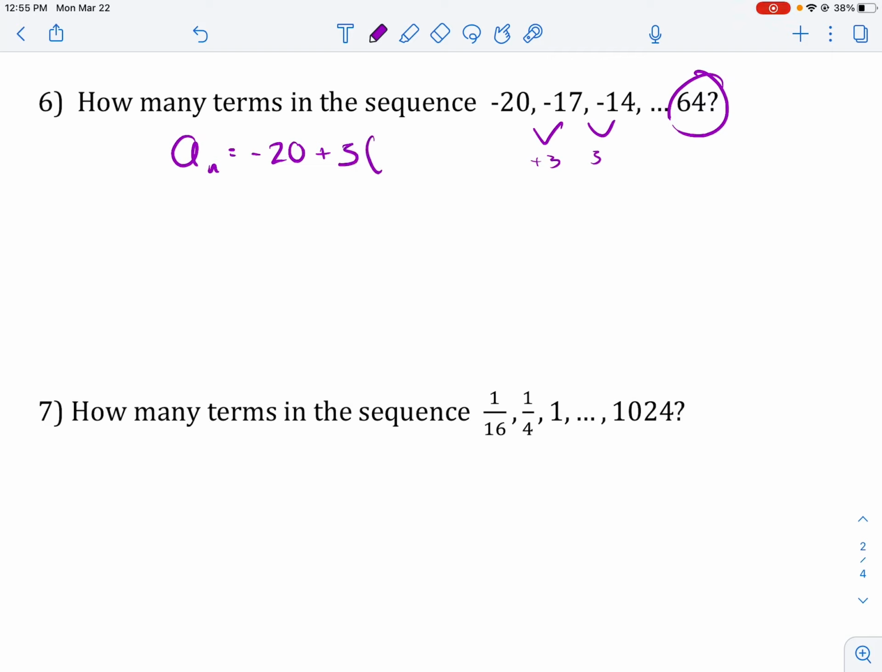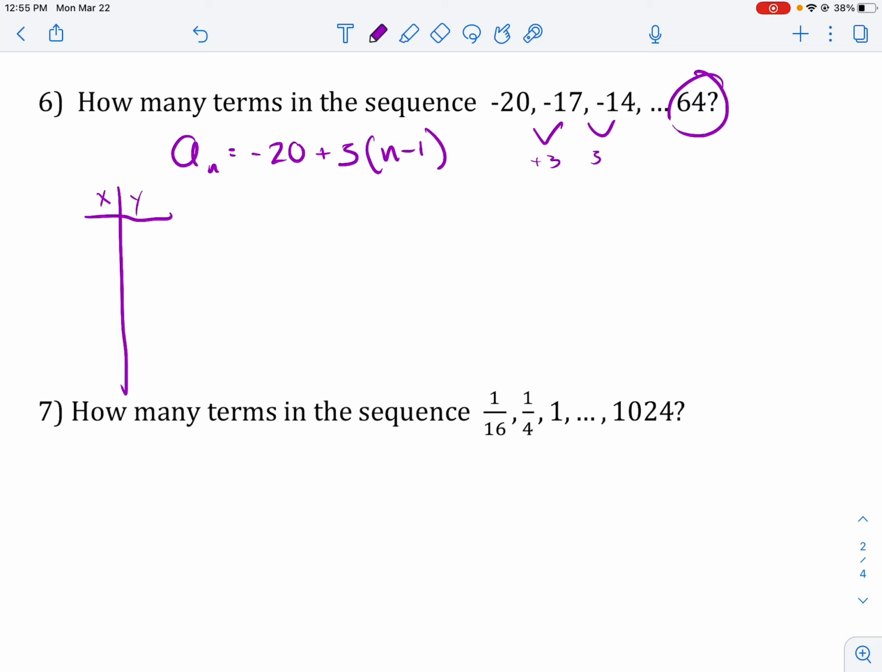Okay. So, plug this into your calculator, and you would find out negative 20 plus 3 times x minus 1. You have to replace the n with an x. As you can see, put it into your y equals, right? First term's negative 20, negative 17, negative 14. So you want to keep scrolling all the way down until we reach 64.